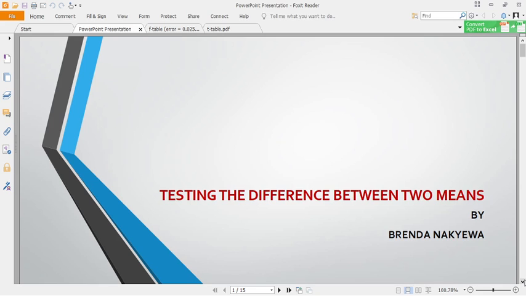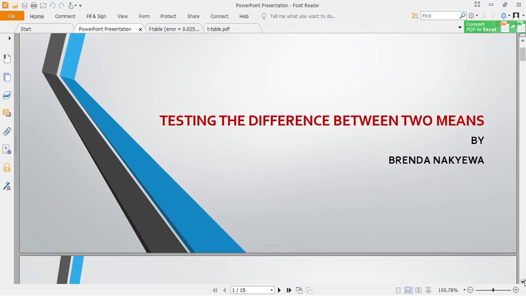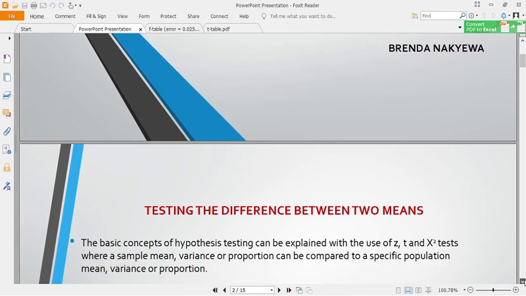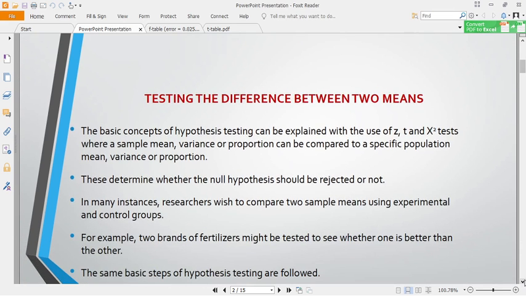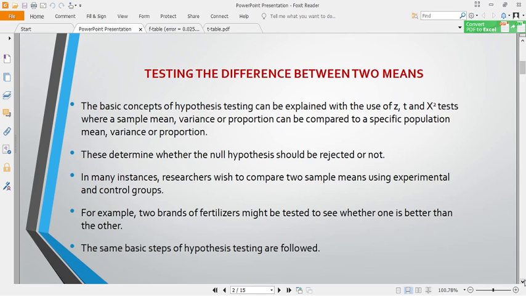In the previous lectures we've been looking at concepts of hypothesis testing, using Z, T, and chi-square tests, where we've been comparing the sample mean or variance or proportion to a specific population mean, variance, or proportion. And these have been used to determine whether the null hypothesis should be rejected or not.